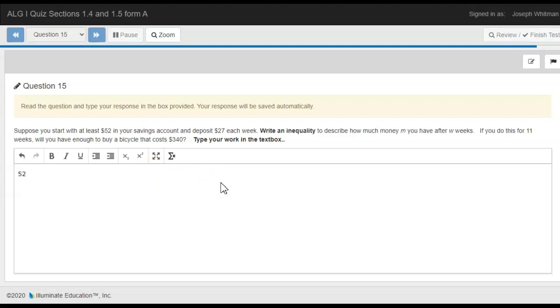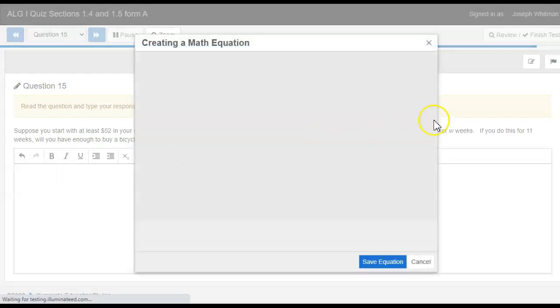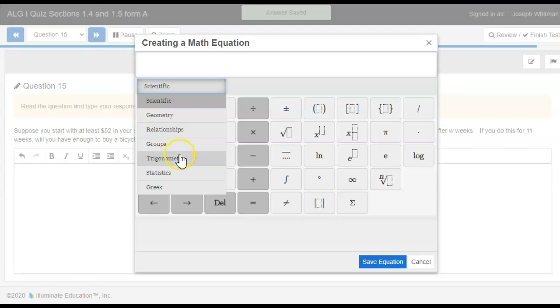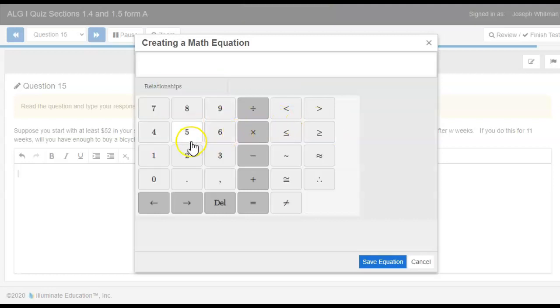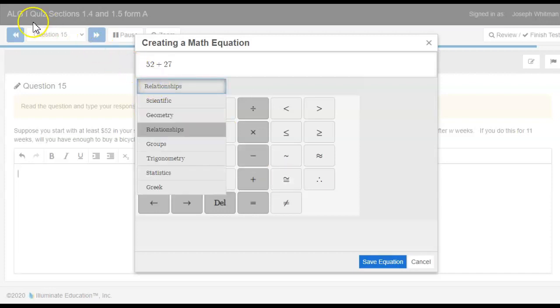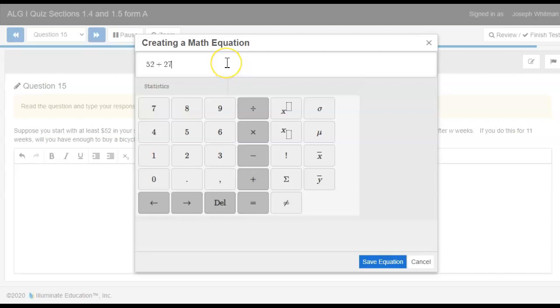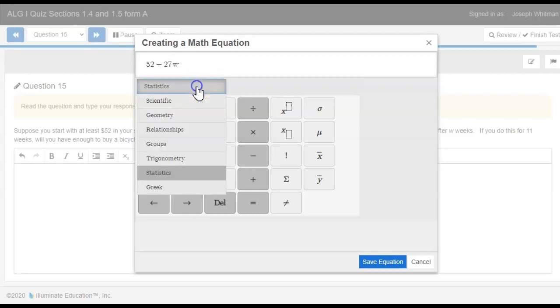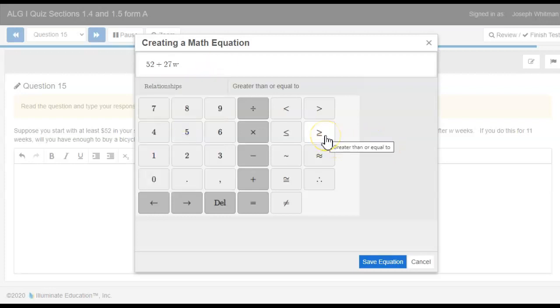And then we'll have to do it in the text editor because we need our greater than sign. So you start with $52 and then we are adding $27 per week. You can just type in the W. Okay, and now I'm back on my relationships thing here. In this case, really, you could have put an equal sign. I did accept that. But eventually, we're going to be using a greater than or equal to sign.